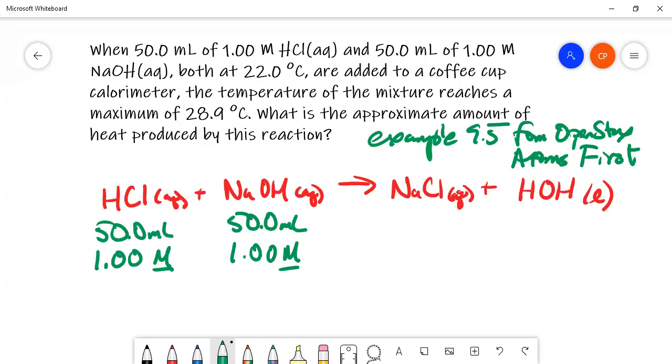Now, has anybody done this before? Has anybody been in a laboratory setting? And those of you who are on Zoom, feel free to acknowledge it in the chat if you have. But have you been in a lab setting where you have taken and intentionally added some strong acid to some strong base? And you've seen what happens?